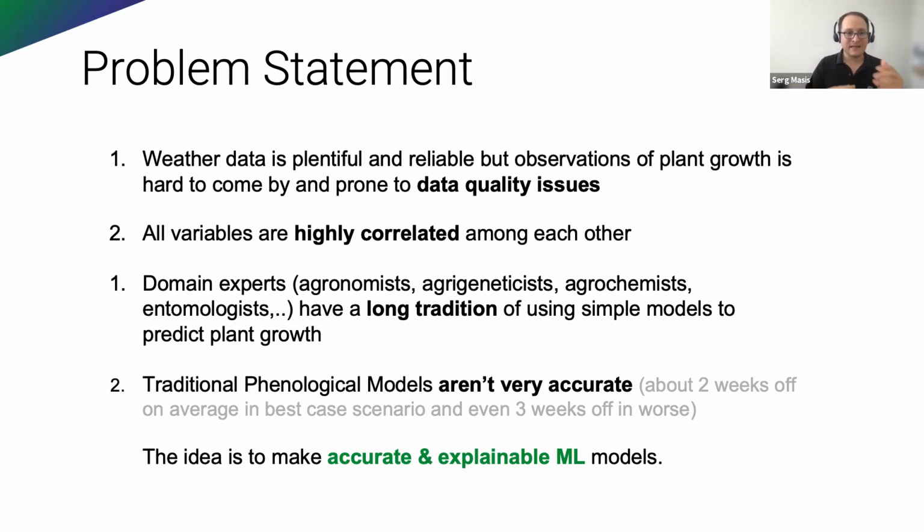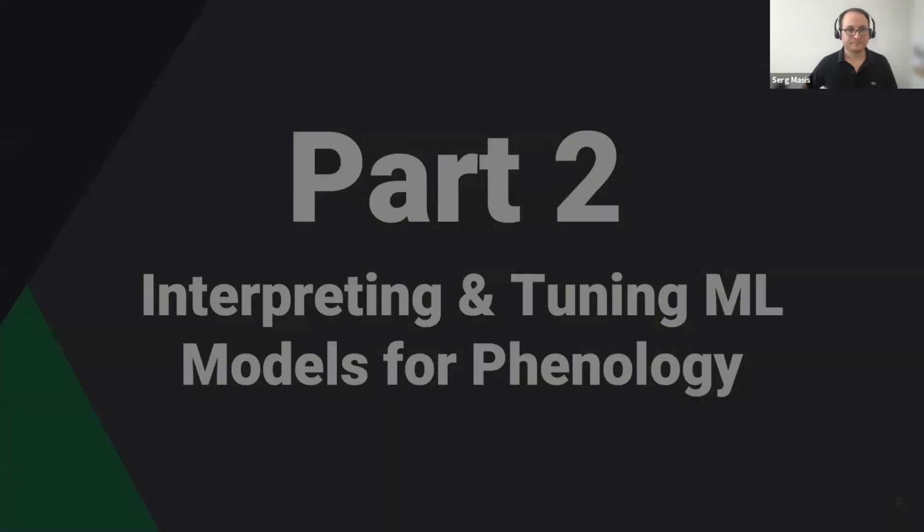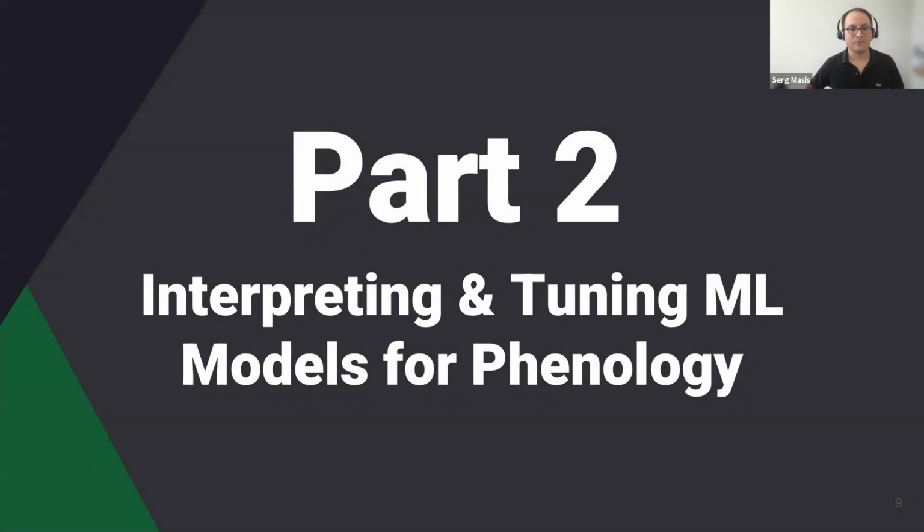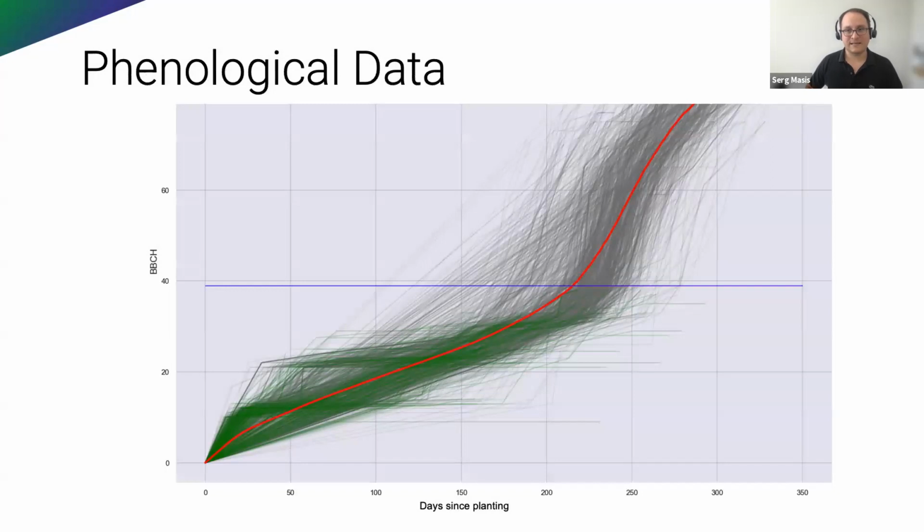The idea is to make accurate and explainable ML models to satisfy both the need from the business for more accurate models, but also from agronomists and farmers to get to know what's going on. So now we discuss how to interpret and tune machine learning models for phenology. First, let's look at the data.